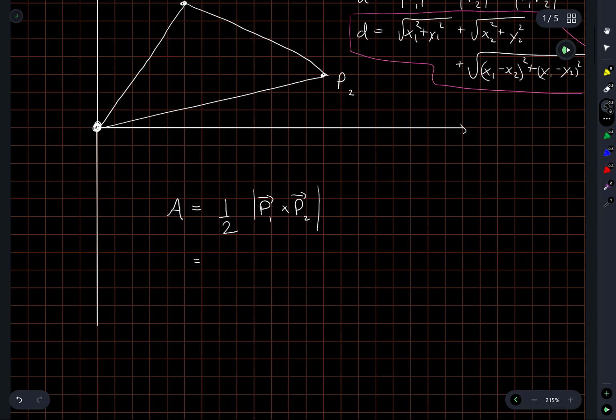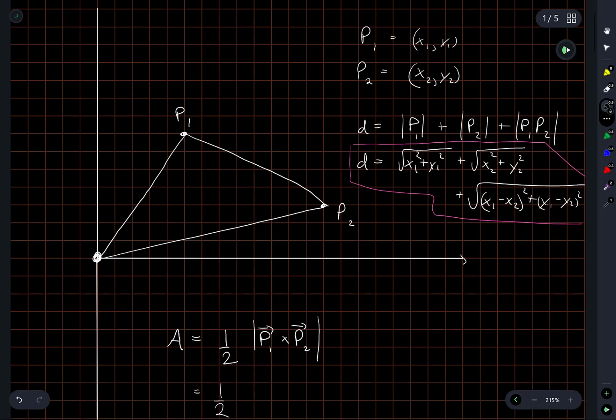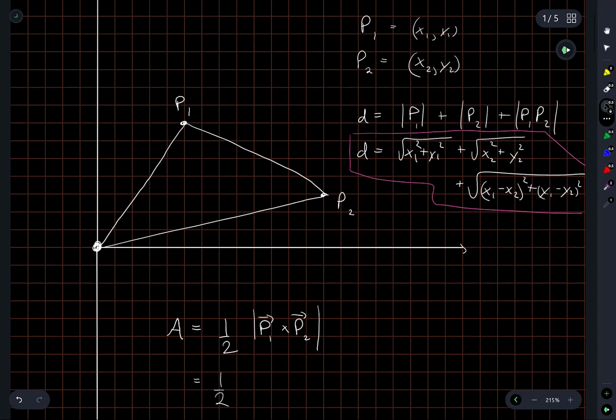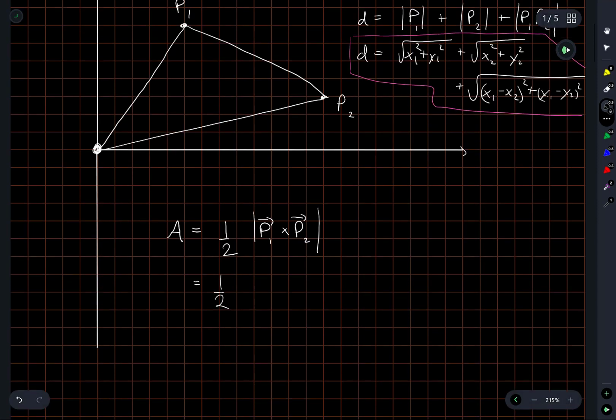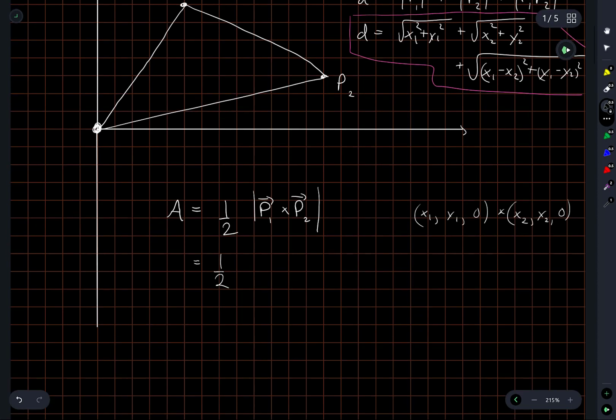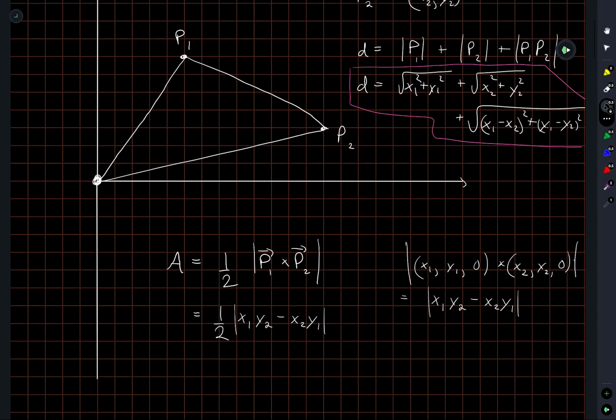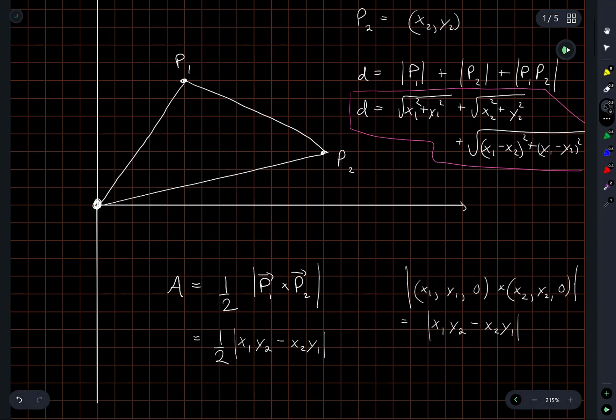The first thing we need to do is write this area in terms of my variables. I don't really like all the square root signs in the formula for the perimeter, but I don't know if there's a way to get around that.